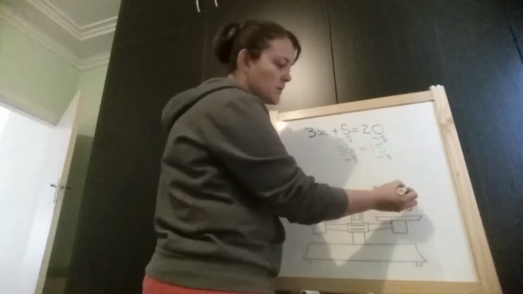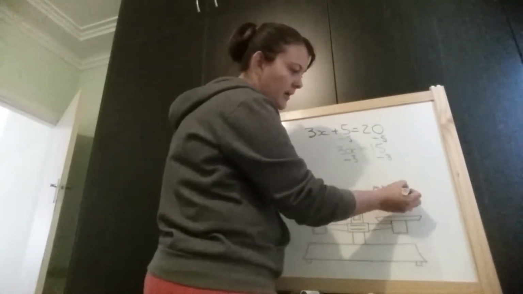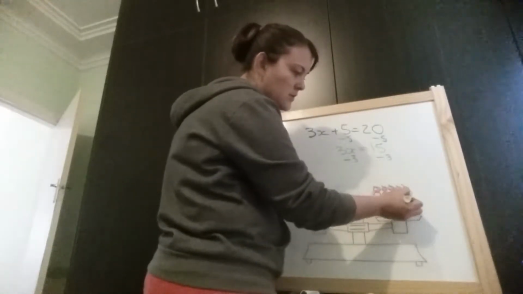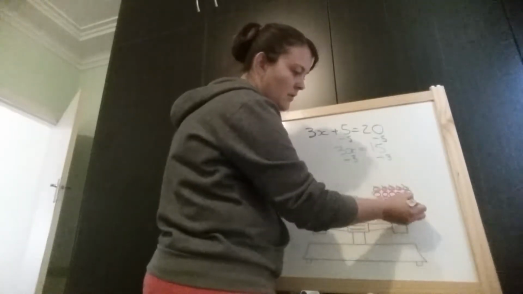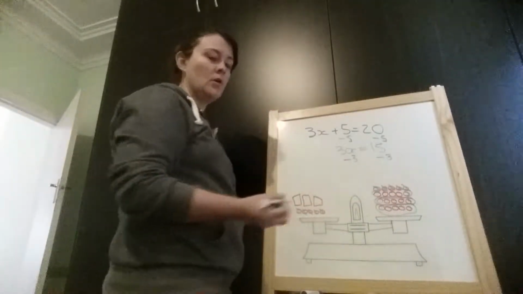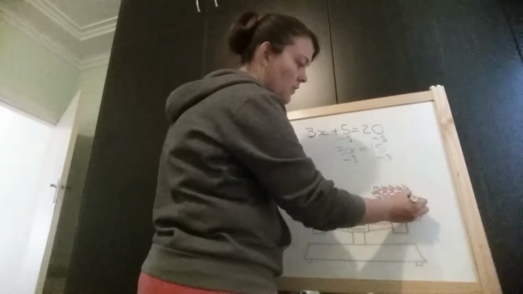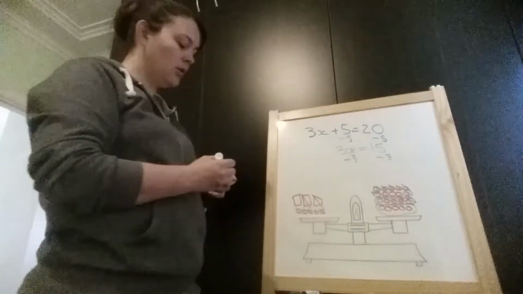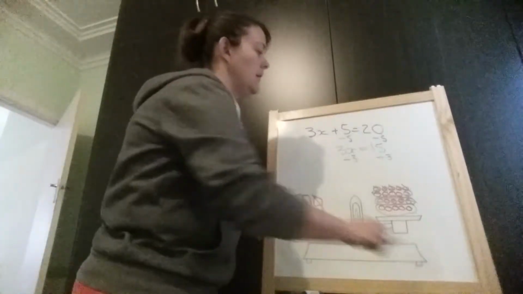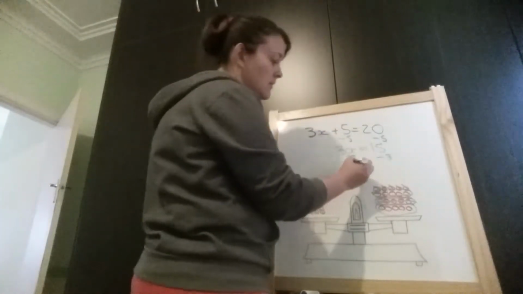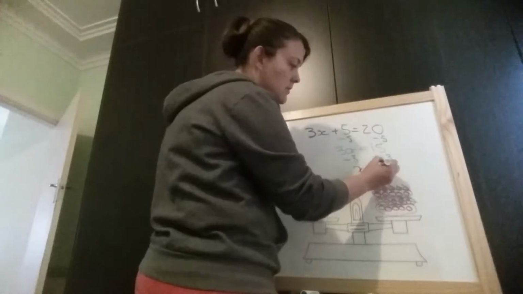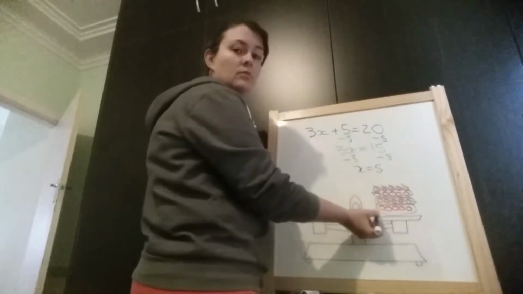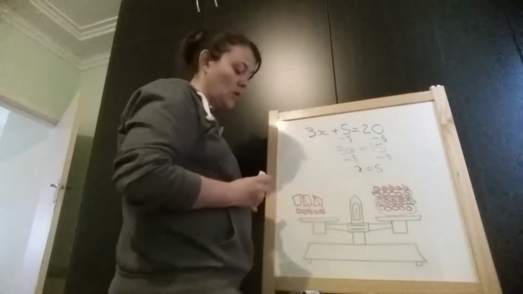Because we've got 1 lot of 5, 2 lots of 5, 3 lots of 5. So we can cross off this one, we can cross off this one, cross off this crate, cross off this crate. So what we end up with is x equals 5, because that's what we have left over on this side.